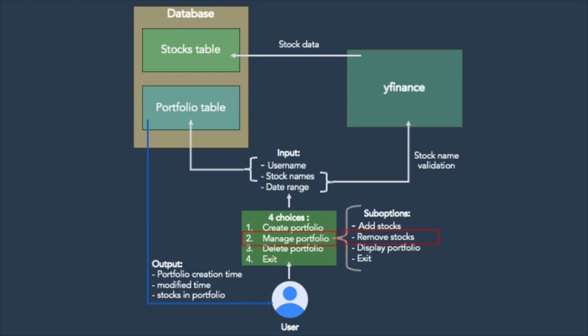We do not delete the stock data because we think the user might come back to the same stock and we do not want to acquire data from Y Finance every time. The display portfolio option will show the stock list that is currently in the portfolio. Finally, the exit option will allow you to go back to the main 4 choices.